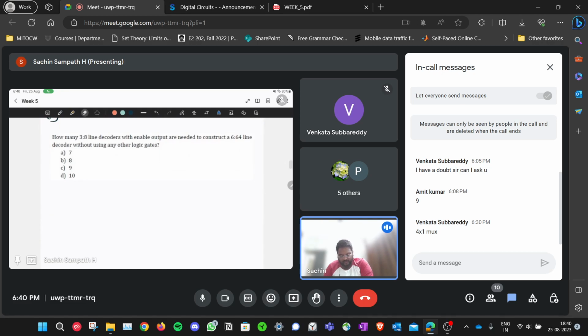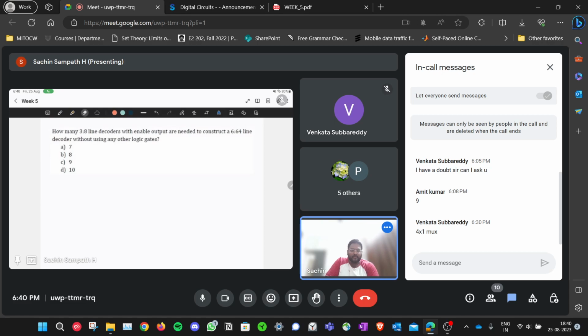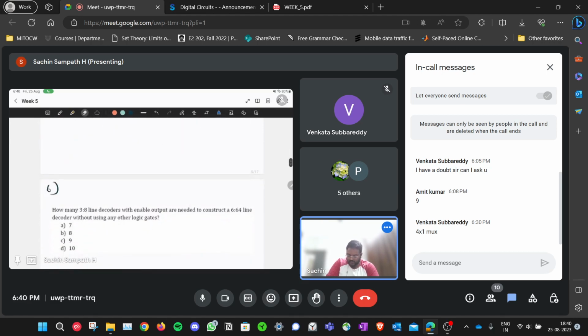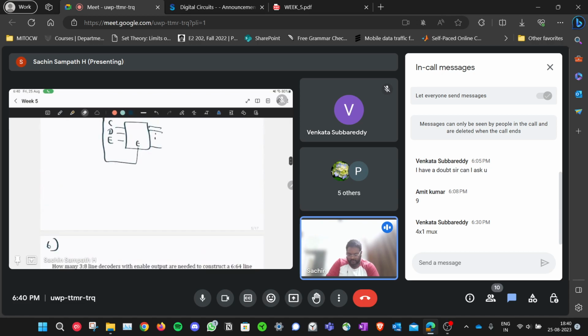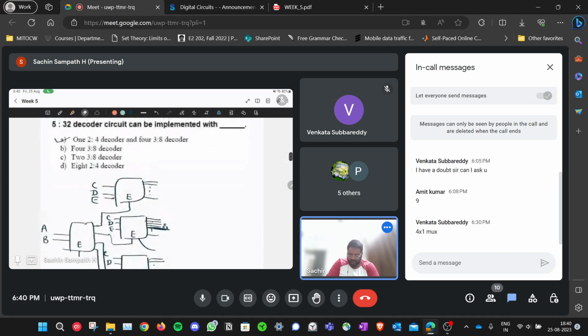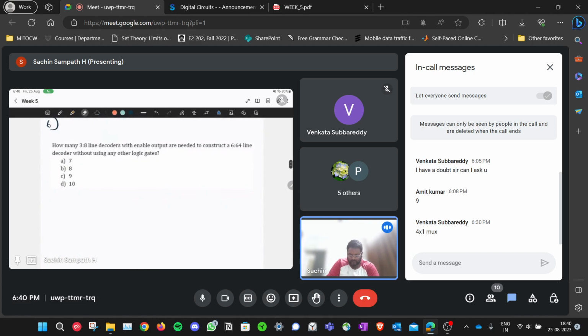How many 3 to 8 line decoders with enable output are needed to construct a 6 to 64 line decoder without using any other logic gates? How many do you need? We just did a question like this, right? 5 to 32 decoder. Here we need a 6 to 64 decoder, so there's one more input variable. And again, there you had one 2 to 4 decoder, but now you'll have to use only 3 to 8 decoders. How many will you need?